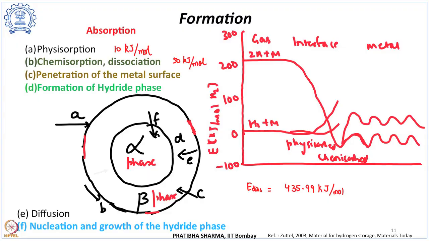Now, let us look at the formation of metal hydrides in a little more detail, how the process takes place. This can be represented on a potential energy diagram. This is how the distance is increasing from the metal. Far away from the metal surface there is a hydrogen molecule. Now, if we see the potential energy difference between the hydrogen molecule and when it dissociates into two hydrogen atoms, this is 435.99 kilojoule per mole. That is the dissociation energy for hydrogen.